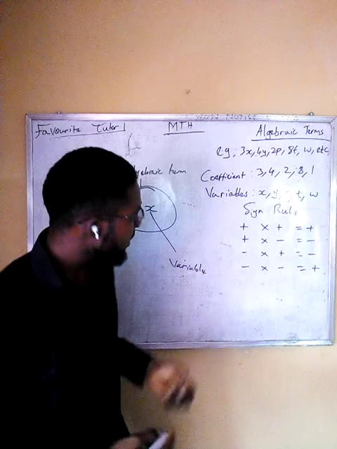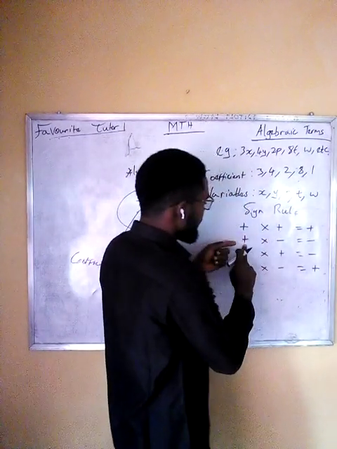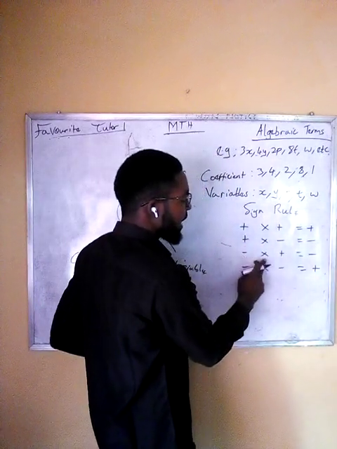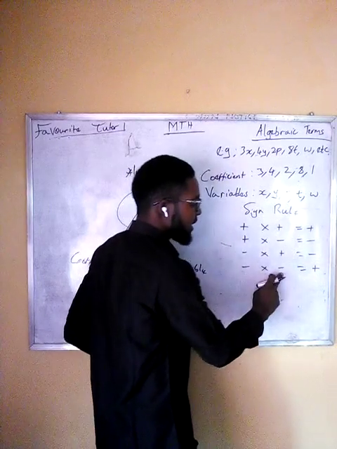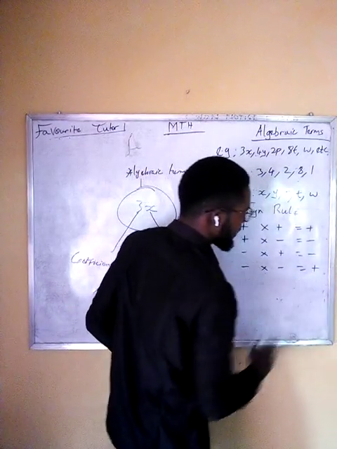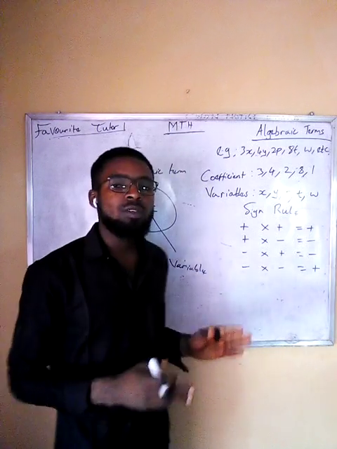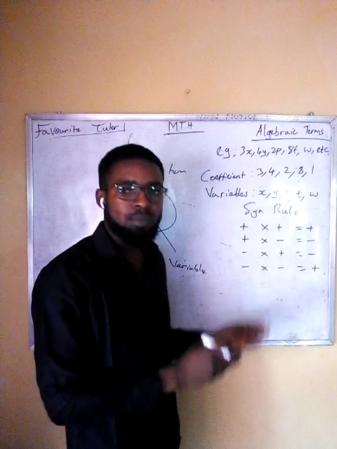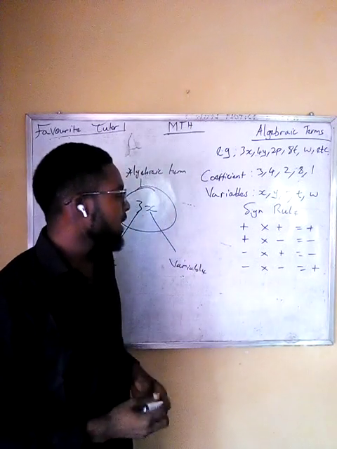Or you can also say positive times positive is positive. Positive times negative is negative. Negative times positive is negative. Negative times negative is positive. This sign rule, we normally use to simplify expressions in mathematics, so it's best we know them.